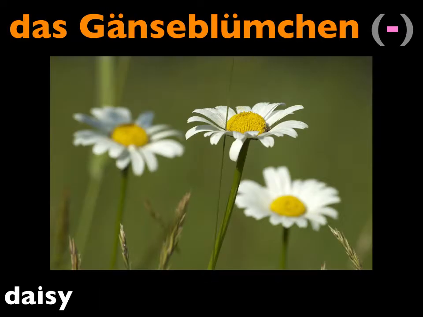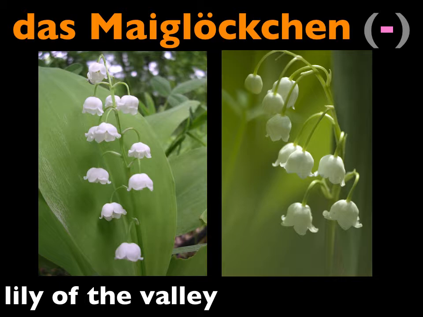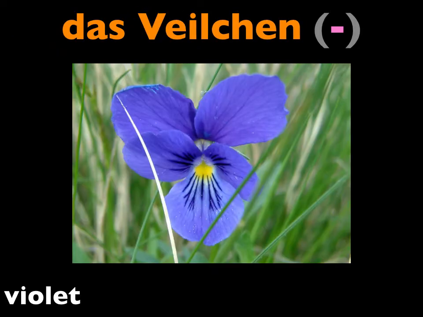Repeat. Das Gänseblümchen. Das Gänseblümchen. For whatever reason, this translates as the little goose flower. Let's continue. Das Maiglöckchen. Das Maiglöckchen. This translates as little bell of the month of May, and looking at the shape of the flowers, that's easy to understand. Let's continue. Das Veilchen.